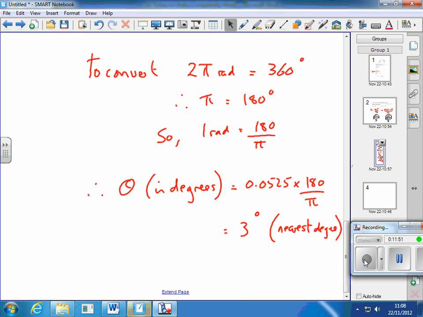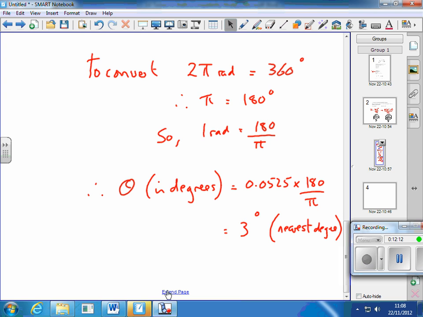One word of warning on this: if theta is involved in this torsion equation, it must be in radians. So if you're given a value for theta in a problem, or you've calculated your angle of twist and measured that in degrees, if you're going to then put that into the torsion equation, you need to convert that to radians.